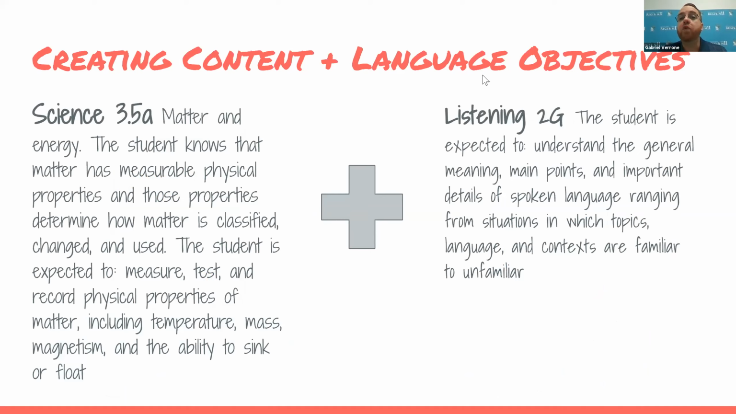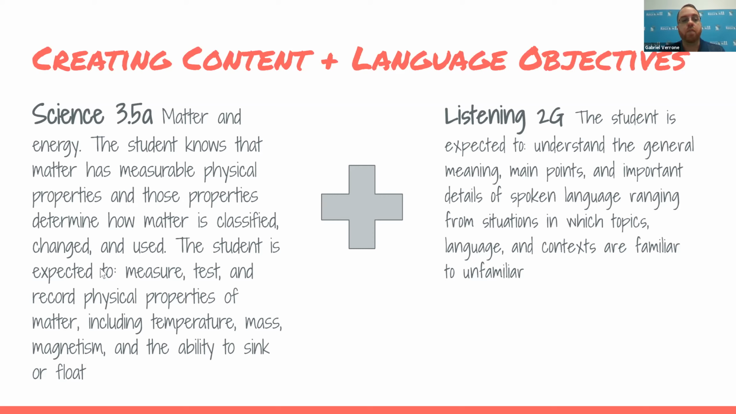Okay. So I'm going to give you an example of this. All right. Let's say I was teaching Science TEK 3.5a. So third grade Science TEK. All right. Matter and energy. The student knows that matter has measurable physical properties, and those properties determine how matter is classified, changed, and used, right?